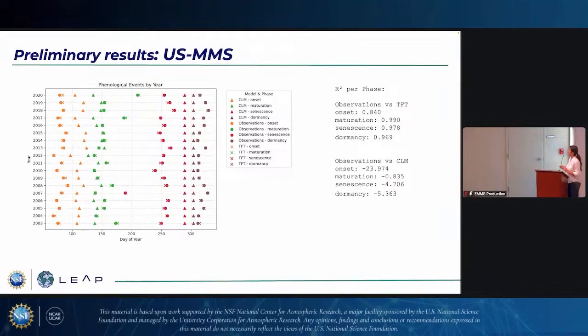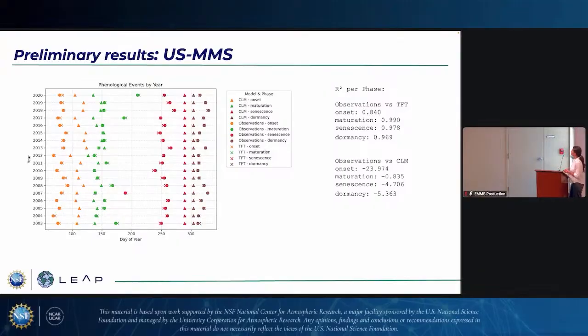From there, I also tried to get the onset, maturation, senescence, and dormancy dates from the CLM phenology module. And you can see here how much higher a bias the CLM carries than the temporal fusion transformer when predicting onset, maturation, senescence, and dormancy. I don't have it up here, but in terms of days of prediction error or bias, the TFT has less than 2 days over all phases of phenology, whereas in CLM, in some cases, it got up to over 30 days of prediction error.